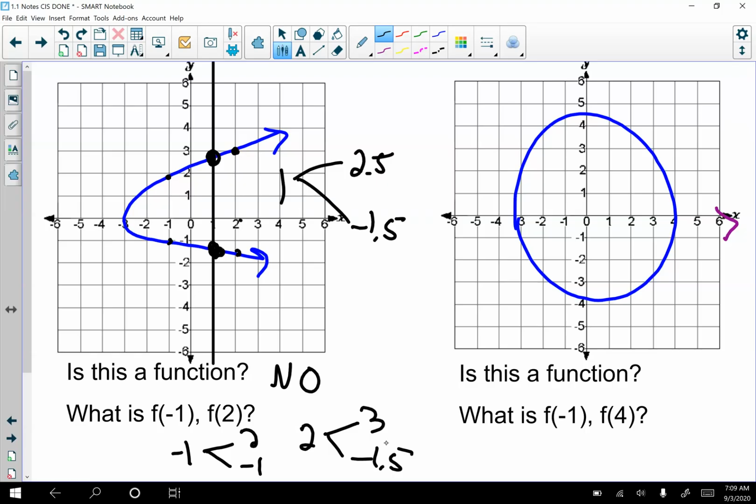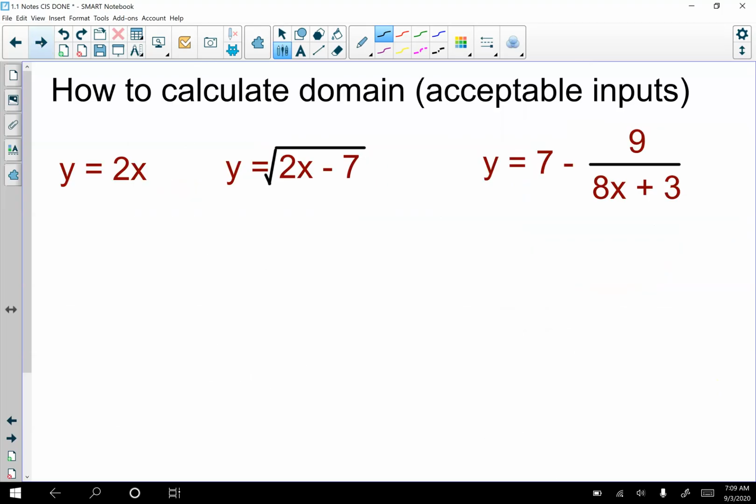If you take a look at this circle here, I would have to say no again because it doesn't pass the vertical line test. And f of negative 1, so when x is negative 1, this curve is at 4.5 and negative 3.5. So 4.5 and negative 3.5. And f of 4 is at 0. So then I can really say f of 4 equals 0. Okay. That was using graphs, doing inputs and outputs.